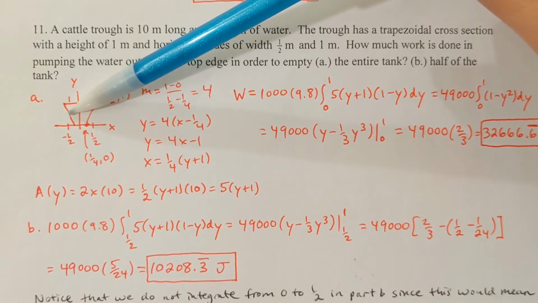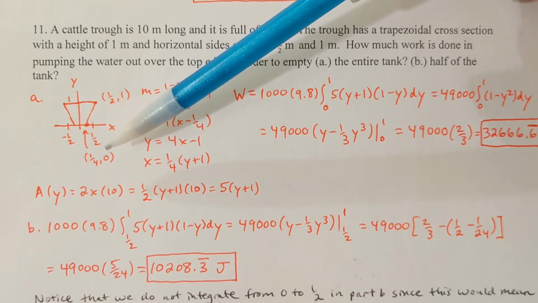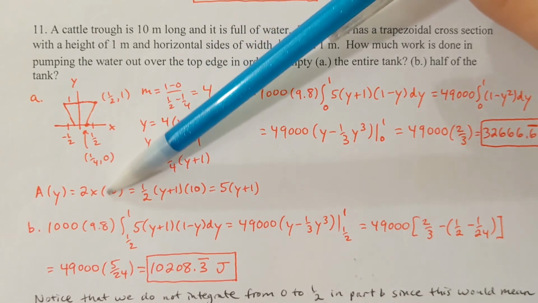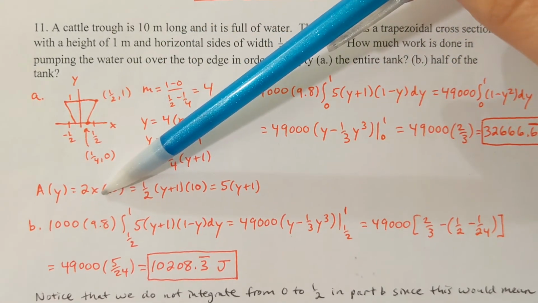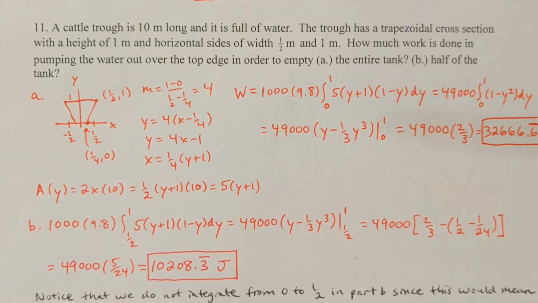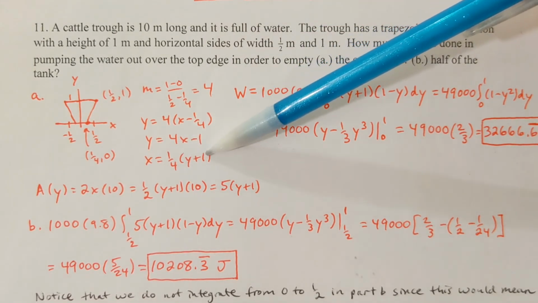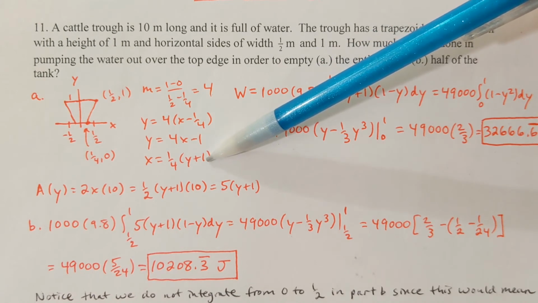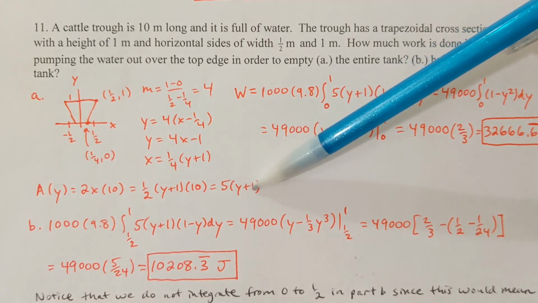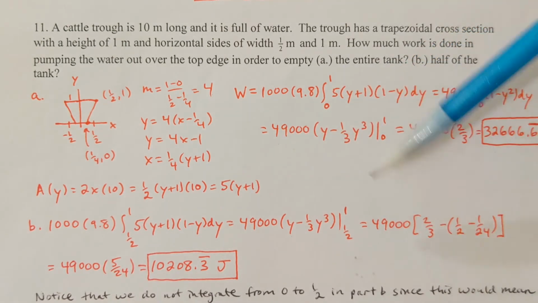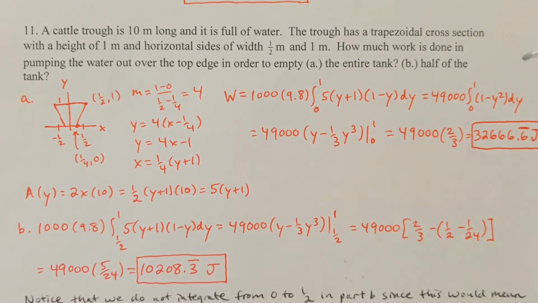2x would be the total distance across the trough. And that's what I want, since that would give me the width of the rectangle. Again, the length is 10 meters. So the width would be 2x. But since everything has to be in terms of y, x in terms of y is 1/4 times the quantity y plus 1. Okay, when you multiply that by 20, you get 5 times the quantity y plus 1. So that's going to go in the integral here, representing A of y.